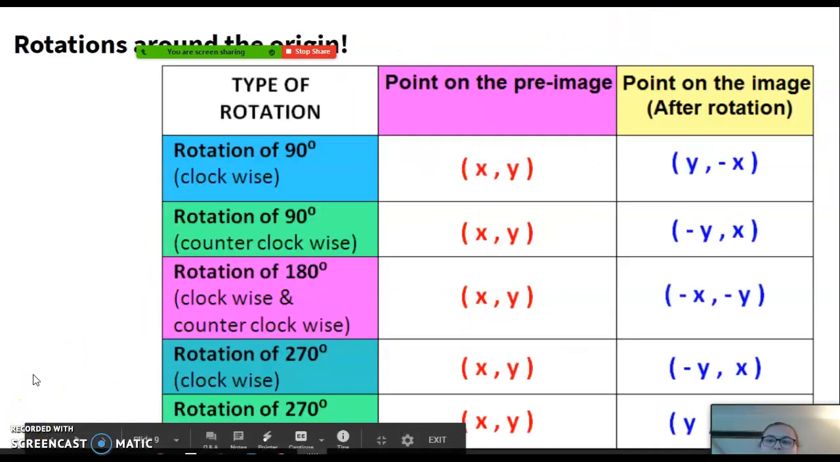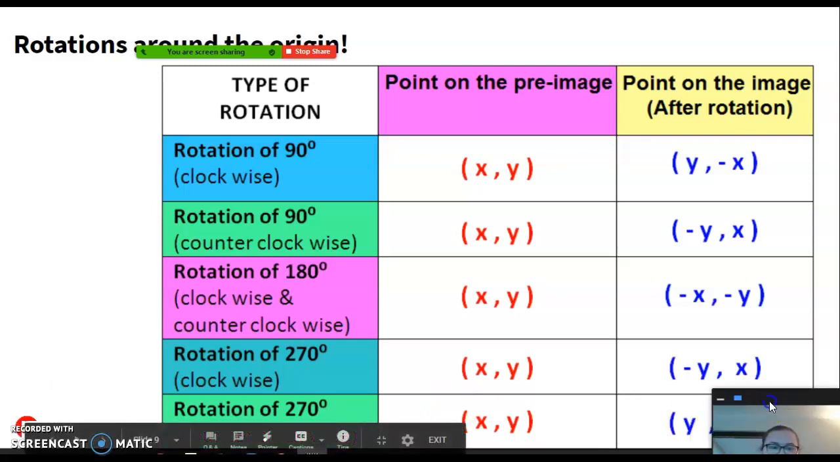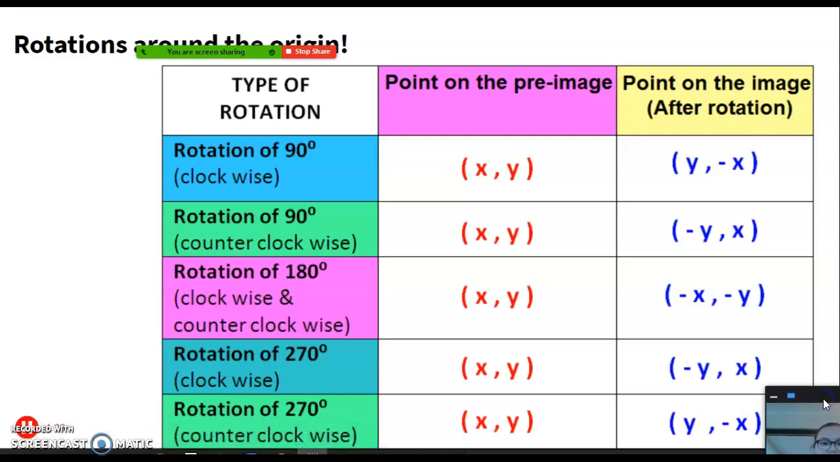These are some of the rules for rotating around the origin on a coordinate plane. If you don't have these in your notes, I want you to go ahead and put them in your notes. I'll give you a couple minutes to do that.